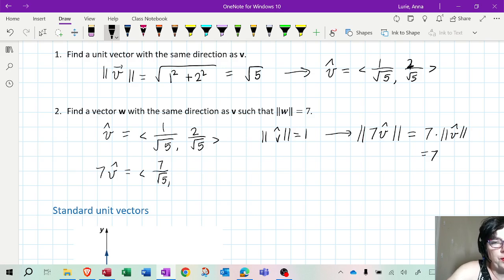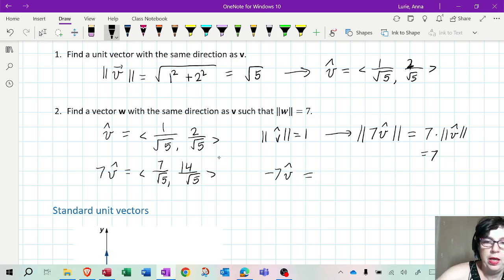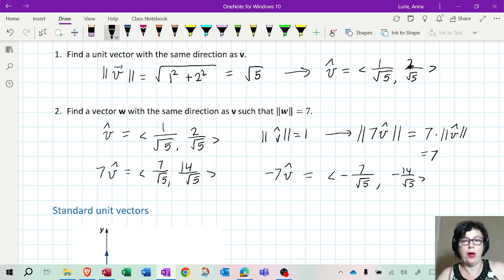Now, sometimes they would also ask you to find the vector in the opposite direction with a given length. If it's the opposite direction, then you're just going to take a negative. So if it says something like find the vector in the same direction as this one, then you just multiply it by 7. But if they say find the opposite direction, then you're just going to multiply it by negative 7. So this new vector, negative 7 v with a hat, is going to have the same components but just opposite signs. So that would be this one. Okay, so that would be the opposite direction.